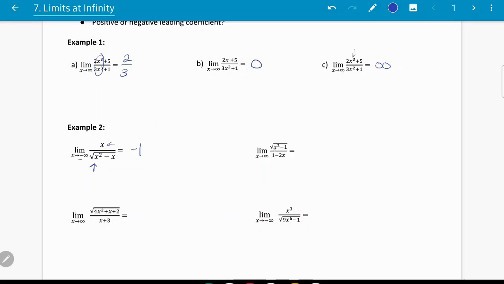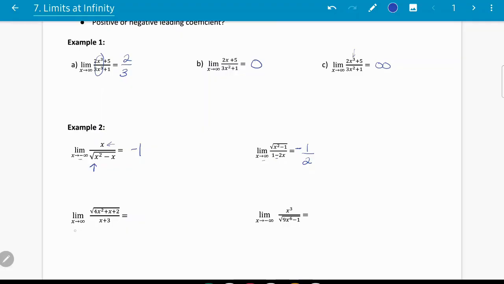Looking at the next one in example 2, again we have a square root of x squared, so that becomes an x. We're going to -2x. So our ratio of coefficients is 1/2, but we have a negative, and we're going to positive infinity, so that becomes -1/2.